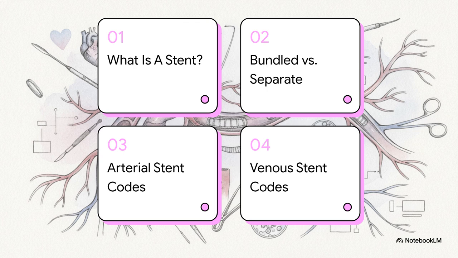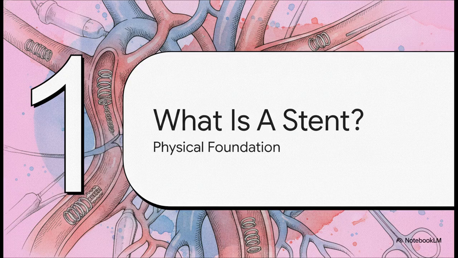We're going to break down this heavy cognitive load into an easy-to-follow funnel. First, we'll answer, what is a stent? Second, we'll look at bundled versus separate procedures. Third, arterial stent codes. And finally, venous stent codes. All right, Section 1. What is a stent?